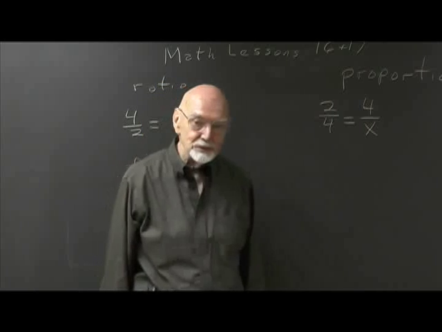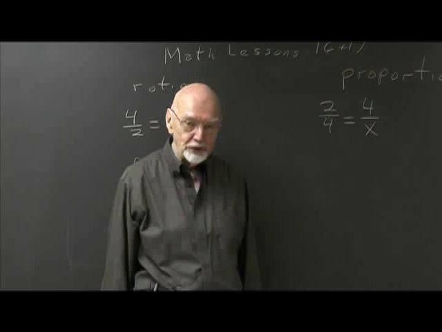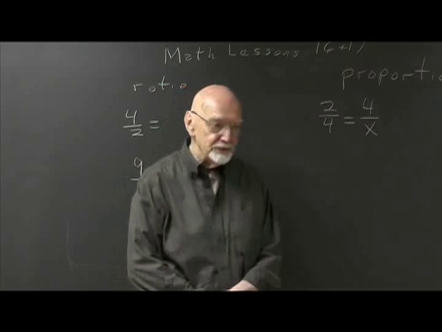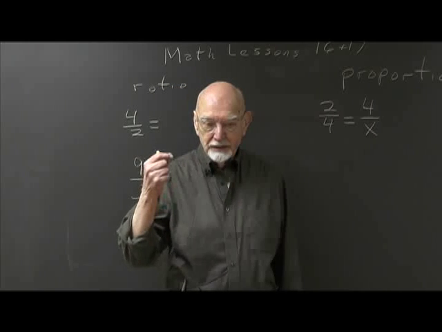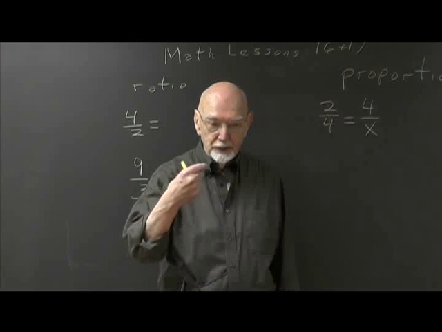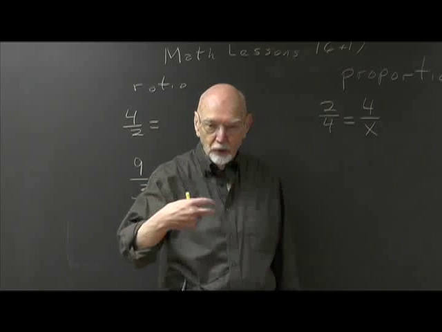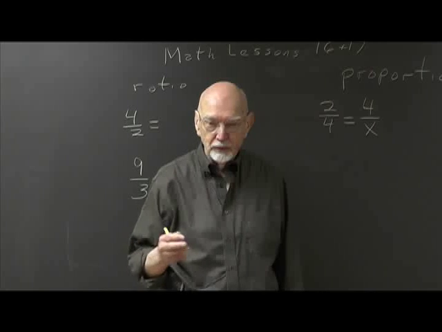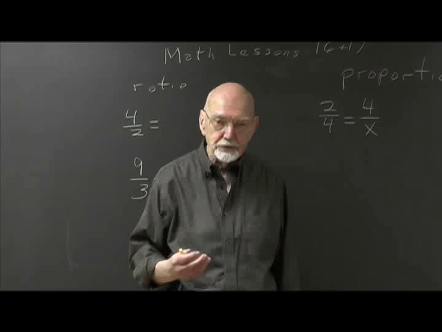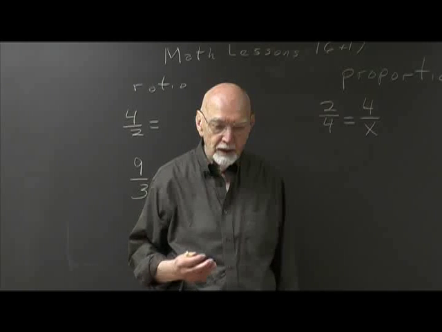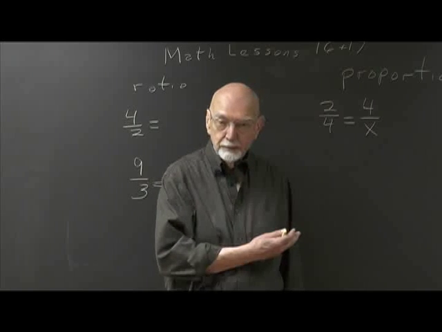Welcome to math lessons 16 and 17, ratio and proportion. A ratio is the relationship between two numbers. It could be written as 4 to 2 with the word "to" in between. It could be written as 4:2, but we can't do anything with them when we write them that way. They are as awkward as Roman numerals. So we want to put the ratio in a form that we can use with a proportion.